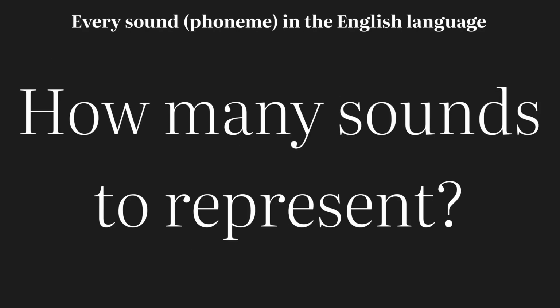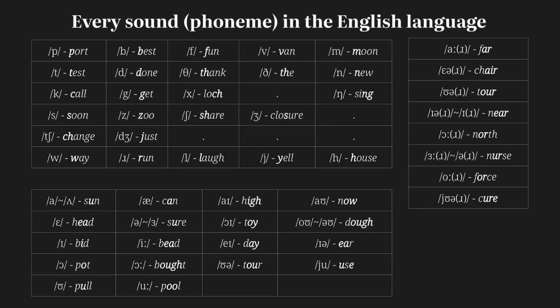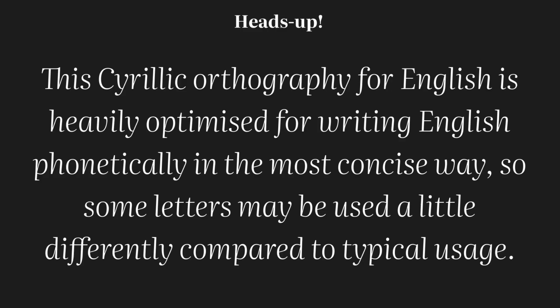But before we continue, we need to have a very strong understanding of all the distinct sounds required to form an English word, phonemes. Here's a table of all the English phonemes represented in IPA symbols. You might want to get yourself really familiar with this table, as I'll frequently refer to these symbols later on. And also a quick heads up for anyone who already knows how to read Cyrillic. This is heavily optimized for English, so some letters may be used a little bit differently than what you're used to. With that done, let's get started.